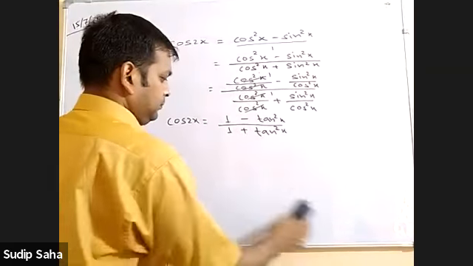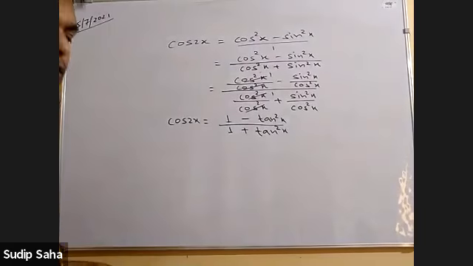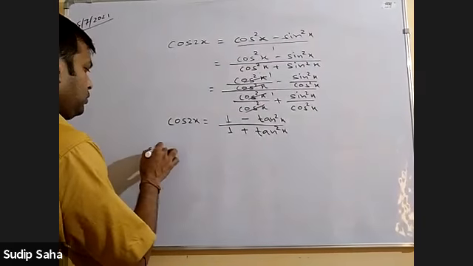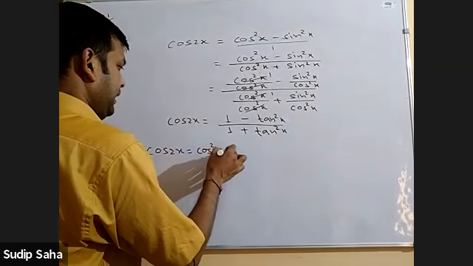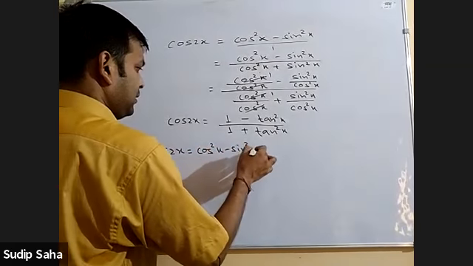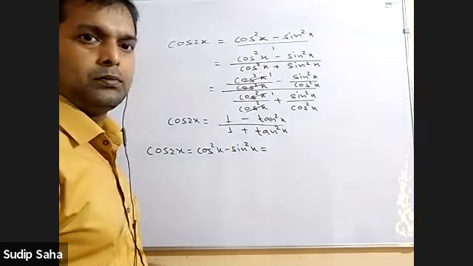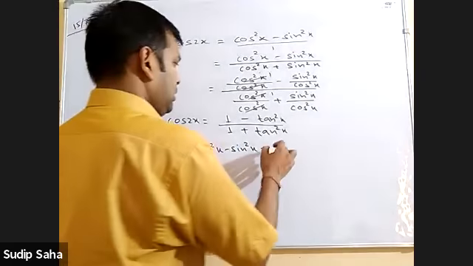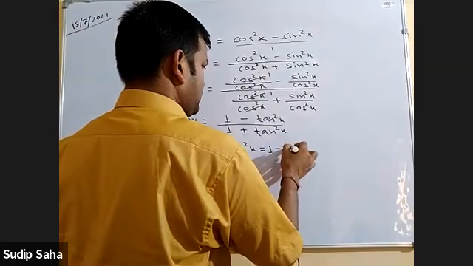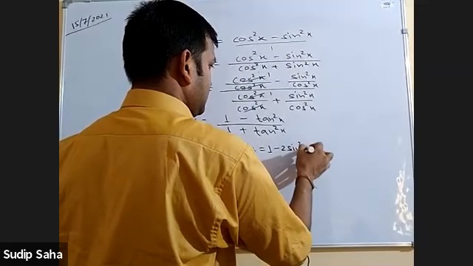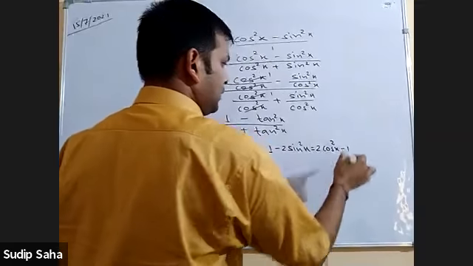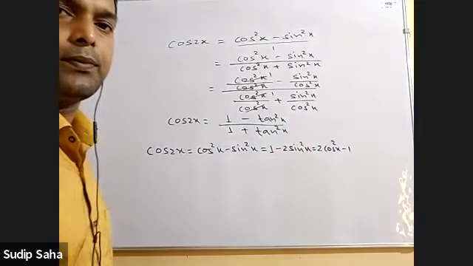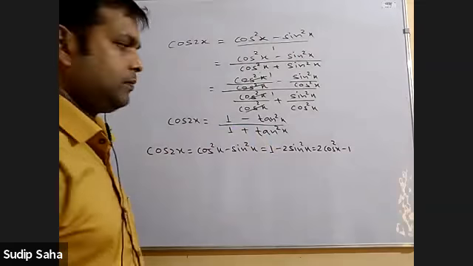So till now you got cos 2x. First is cos square x minus sine square x, then you got 1 minus 2 sine square x, then you got 2 cos square x minus 1. Is it visible?